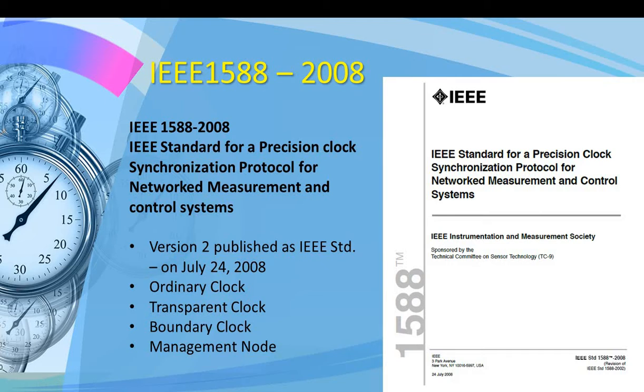1588, version 2, published in 2008. This standard mentioned the ordinary clock, transparent clock, boundary clock, and management node. The standard was released in July 2008.